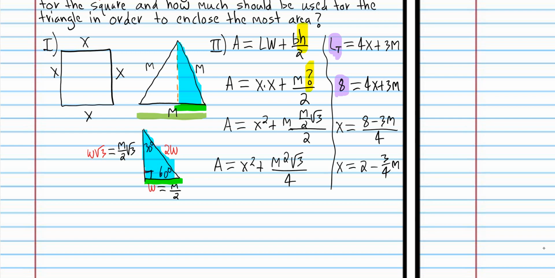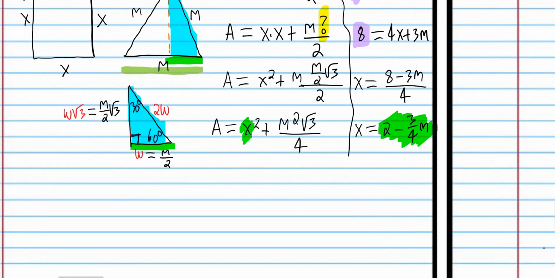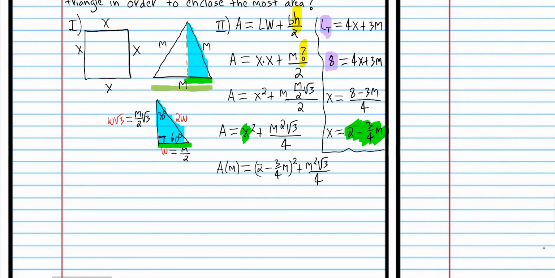Okay, so now we can take that and plug it in for x in our equation because we want our equation in terms of just 1 variable. So now I can write the function A of x is equal to, actually it's going to be A of m. A of m is equal to 2 minus 3/4 m squared plus m squared root 3 over 4. So there you go.